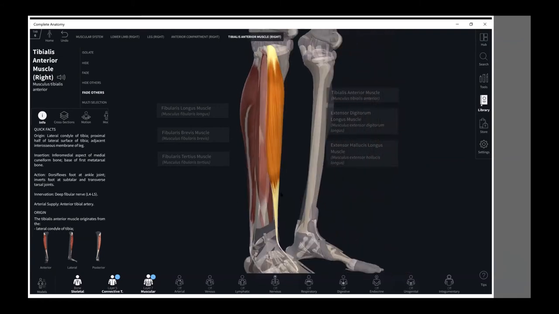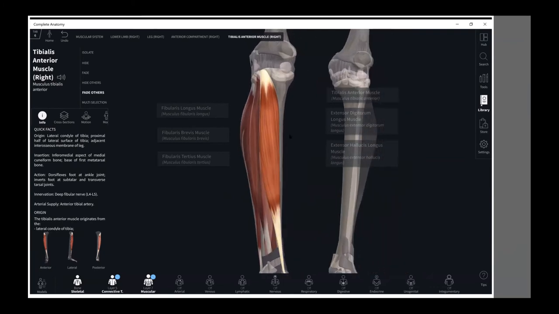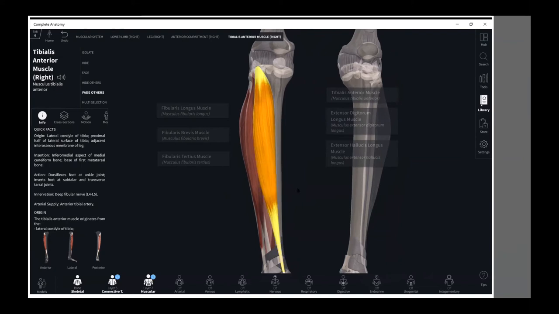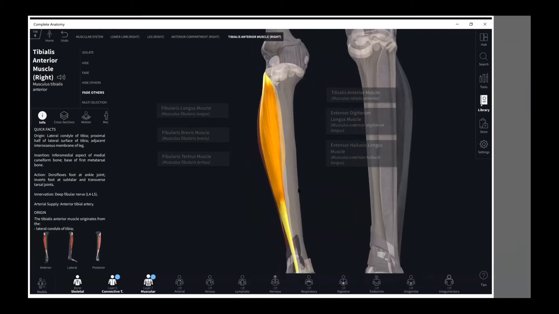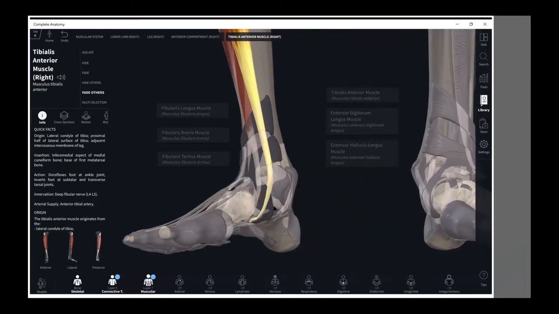All right. Okay, so tibialis anterior, it has as its origin the lateral condyle of the tibia, the proximal half of the lateral surface of the tibia, and the adjacent interosseous membrane of the leg. It inserts in the inferomedial aspect of the medial cuneiform and further down right there, the base of the first metatarsal. Its action, it dorsiflexes the foot at the ankle joint, and it inverts the foot at the subtalar and the transverse tarsal joints. It's innervated by the deep fibular nerve, L4, L5.